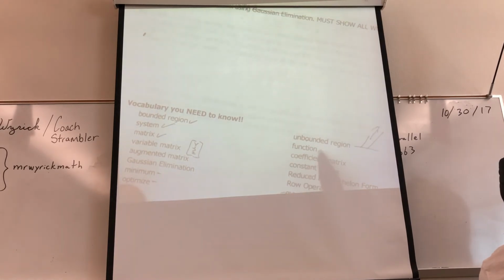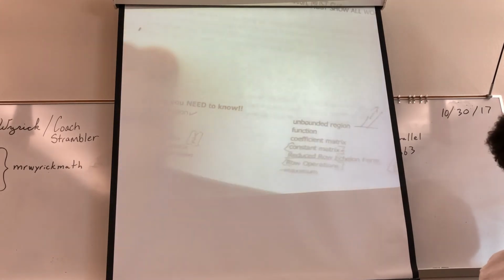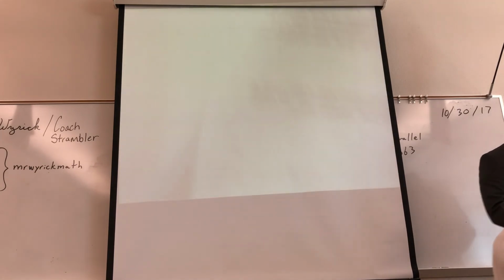A function is just like a y equals or f of x. The coefficient matrix is what we're used to. It's the numbers that are in front of the letters. The constant matrix is what I've been calling the answer matrix. It's what's on the right-hand side of the equal sign when you get them all set together. Reduced row echelon form is that identity matrix, 1, 0, 0, 0, 1, 0, 0, 0, 1 that we're trying to get to in the Gaussian. And the row operations is what are you doing with what row to combine them, put them together. Okay, it's not that big a deal. It just relates to Gaussian elimination.